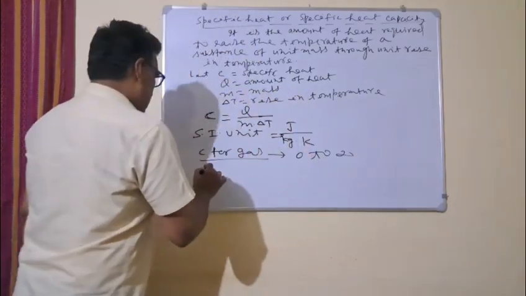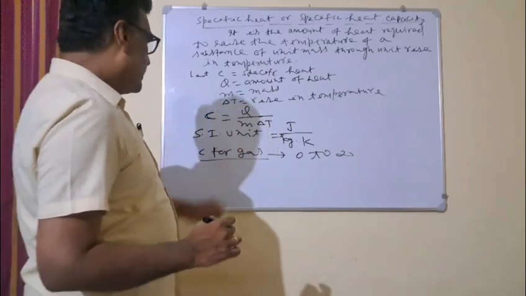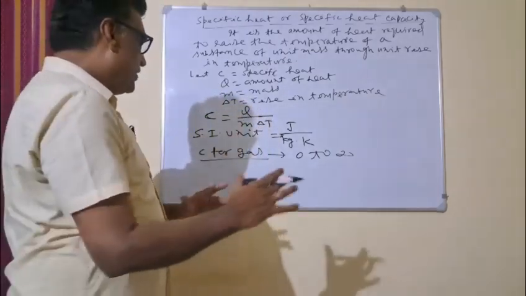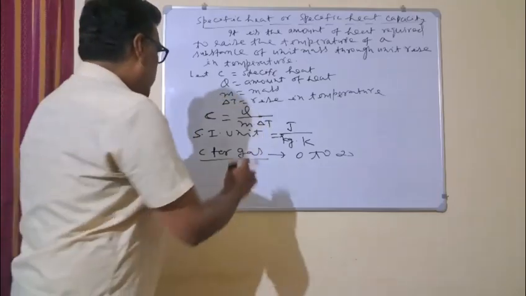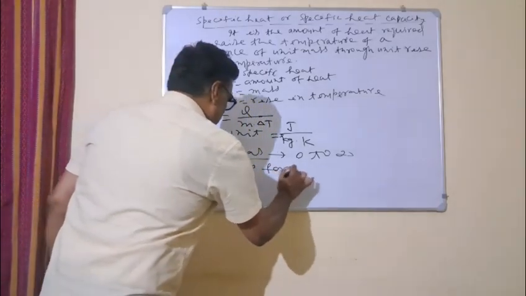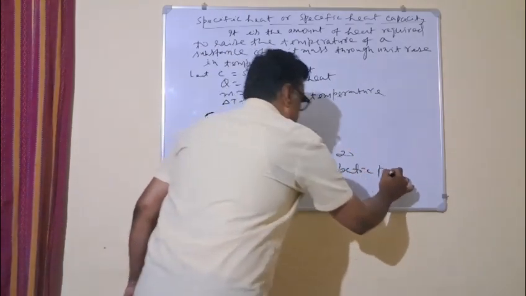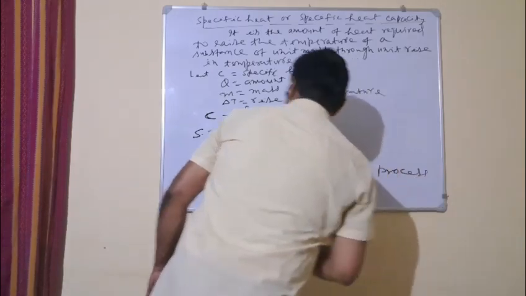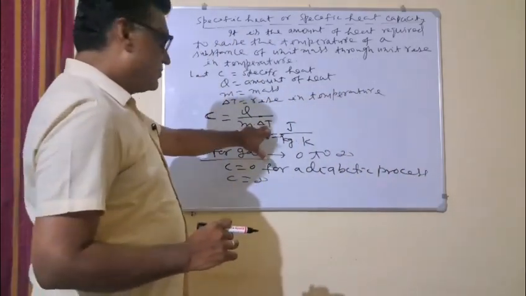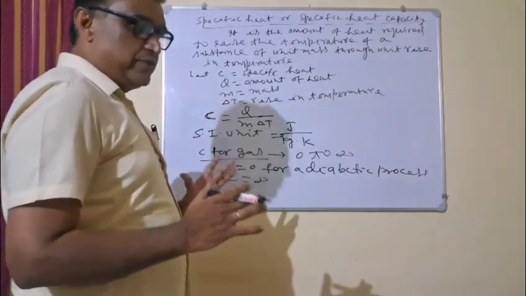0 कब होगा? When you add the heat in an adiabatic process. Adiabatic process means when there is no heat interaction. When there is no heat interaction, then the value of C will be equal to 0 for adiabatic process. And C equal to infinite when delta T becomes 0. And delta T becomes 0 कब होगा? जब प्रोसेस हमारा आइसोथर्मल होगा.